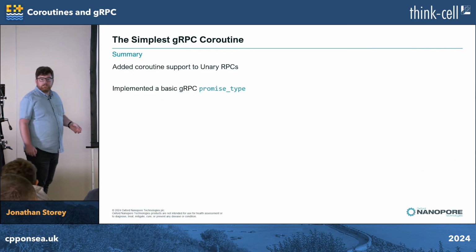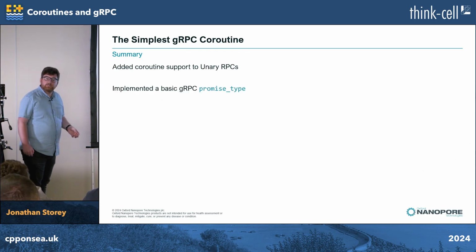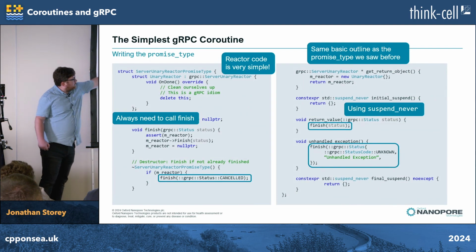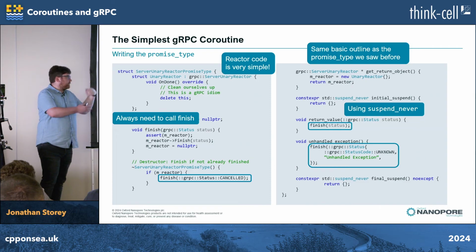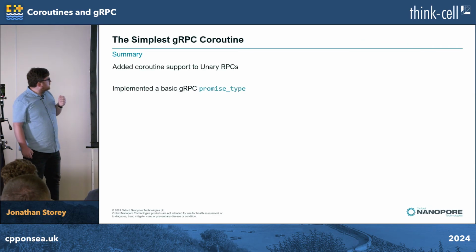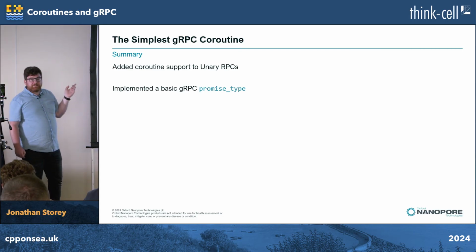Where are you releasing the reactor memory? It's the delete this here. So you call finish, and then the gRPC runtime calls onDone and says, I'm done, I don't need this reactor anymore, at which point we can clean ourselves up. We implemented a basic gRPC promise type, and that was really straightforward. We just return the reactor in get_return_object, and then everything else we don't really do that much, we call finish.